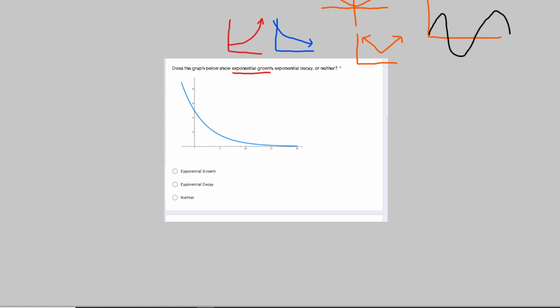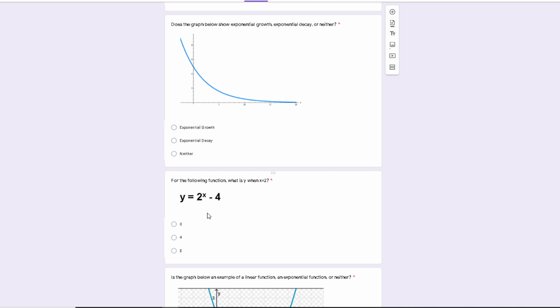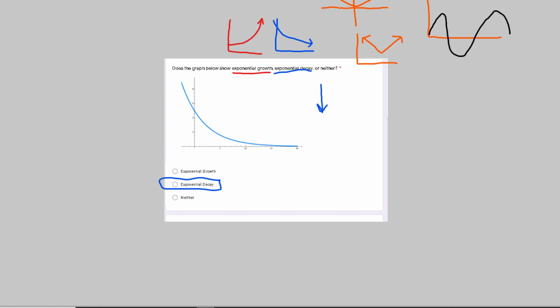These both are exponentials, but exponential decay is decreasing, right? Going down. Decay, decrease. Growth, getting bigger, growing. So this is decay because it's getting smaller, right? It's going down. Now, there's a little more to exponential growth and decay than decreasing, increasing, but in general, for the test, this is what you need to know.